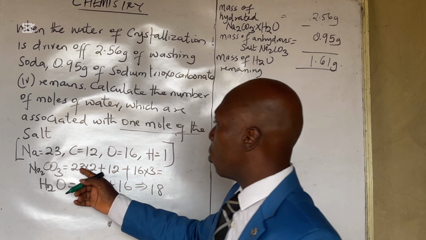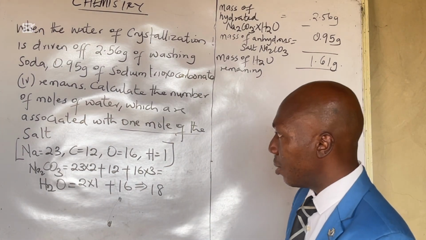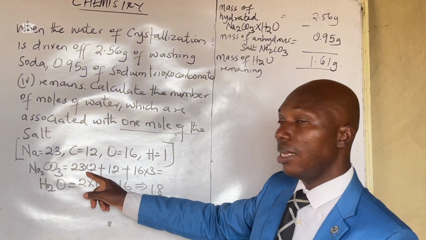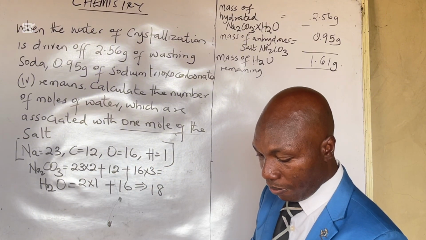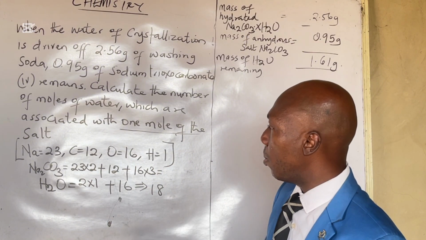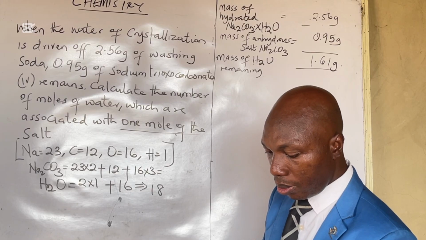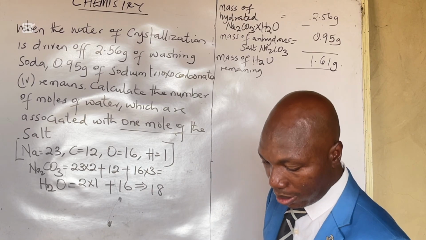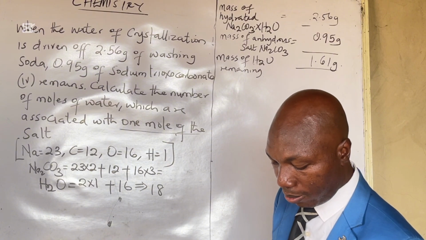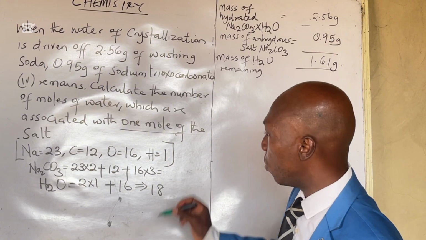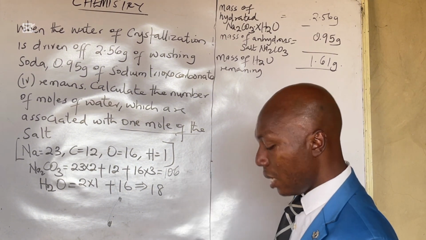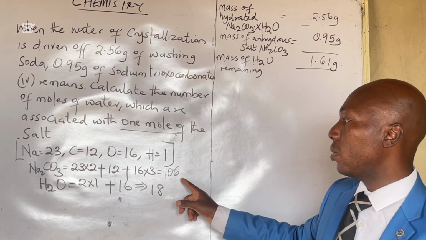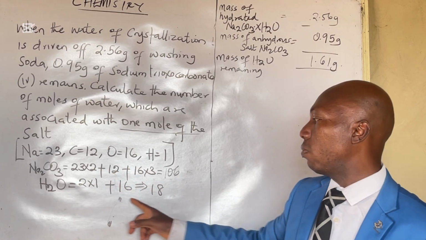For that of sodium carbonate, we need to get that. So this is 2 times 23, that's 46. So we have 46 plus 12 plus 16 times 3, that's 48. So that plus 48 will give you 106. So we have the data on the board. The relative molecular mass of sodium carbonate is 106. The relative molecular mass of water is 18.